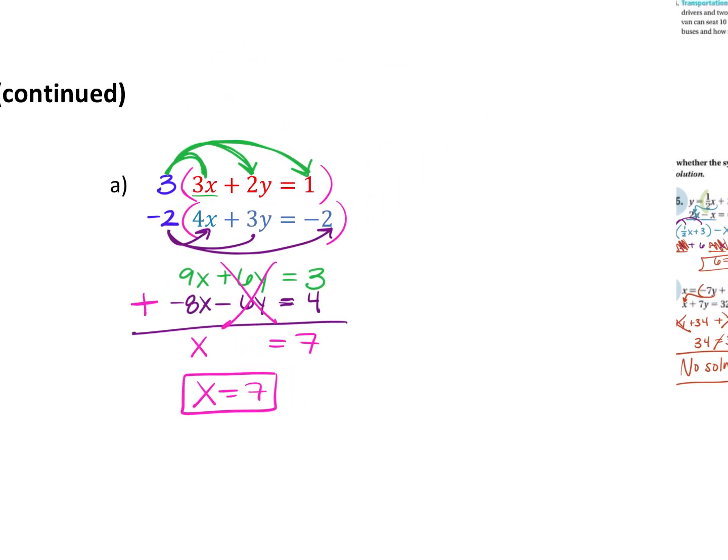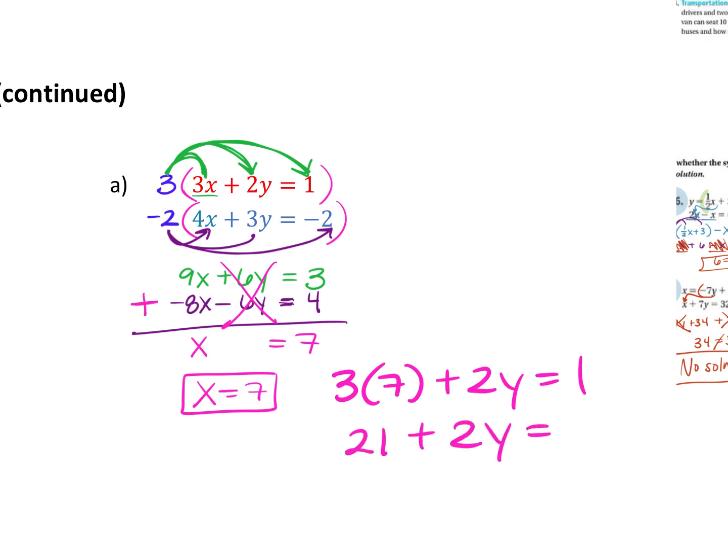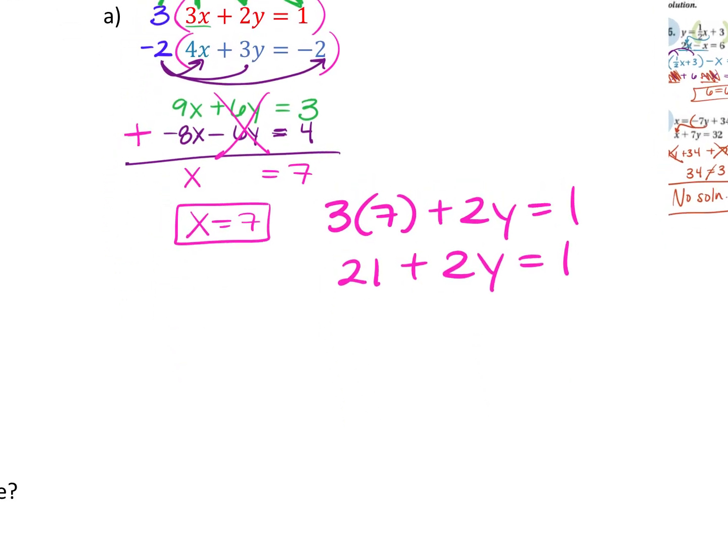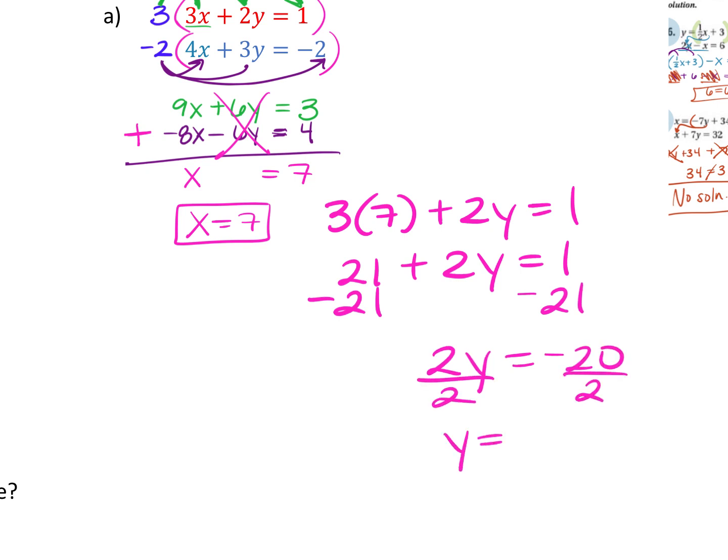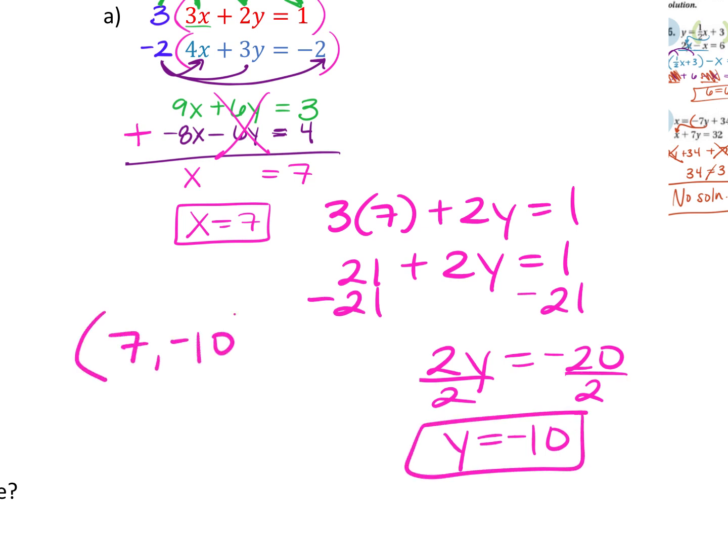So if we start with the top one, it would be 3 times 7 plus 2 times y equals 1. So 21 plus 2y equals 1. Take away the 21. So you get 2y equals negative 20. And then divide by 2. Y is negative 10, which means our answer is the point 7, negative 10.